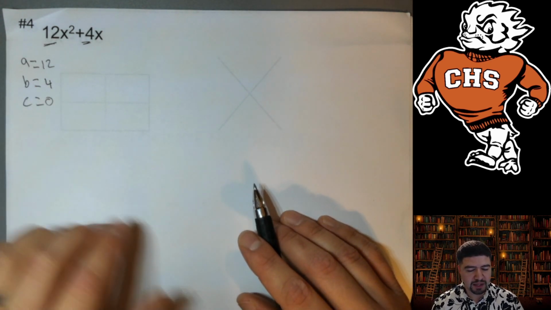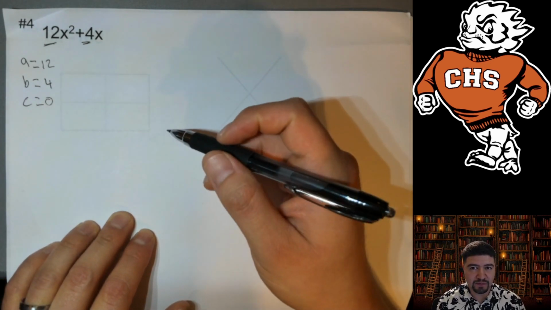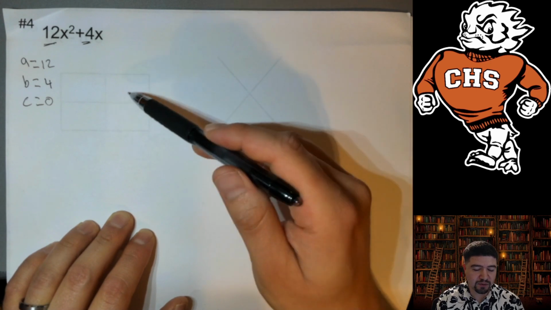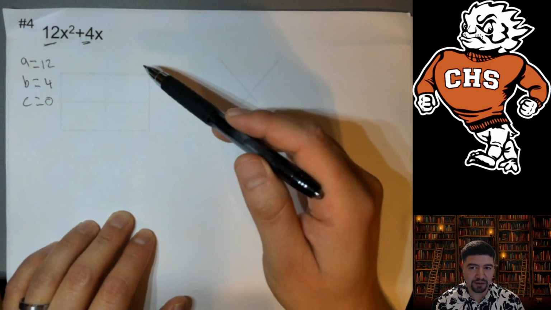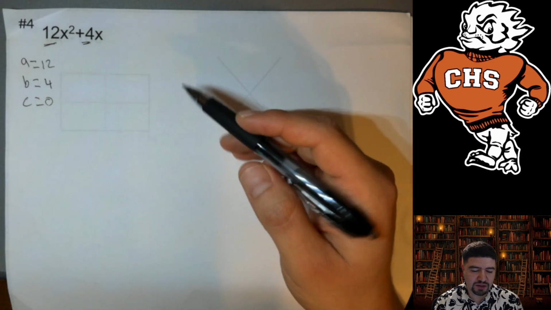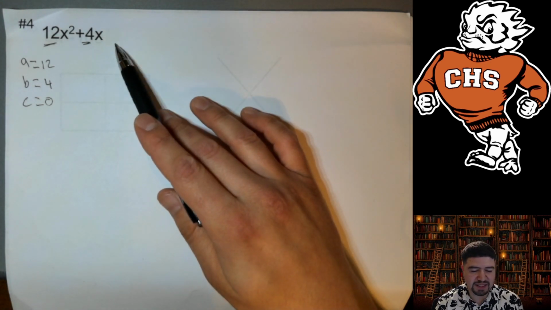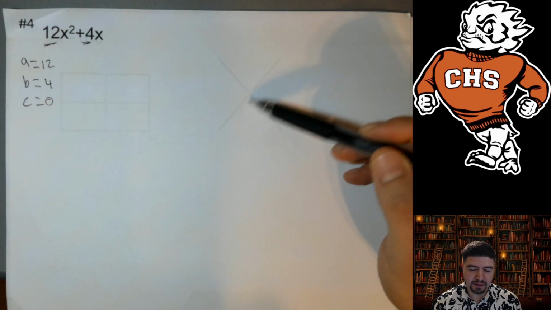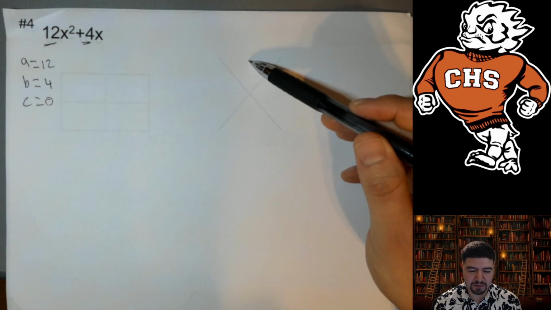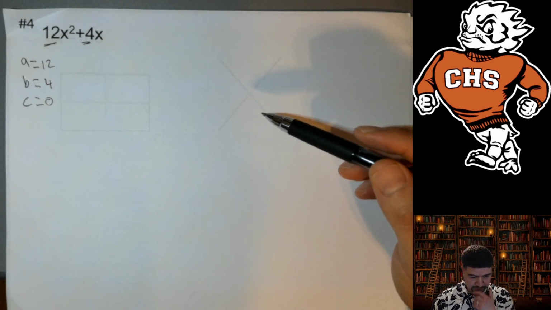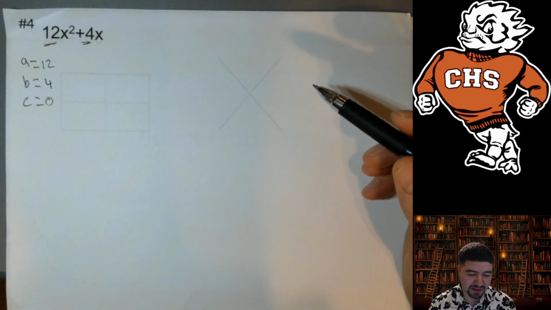So with that in mind, normally we would go straight into the diamond and we would go after that into making our area model and filling out all of those spaces. But what I want you to notice is that because there's no C, if we did use a diamond, A times C would be 0, and B would be 4. There's not really a whole lot that we can do with that.